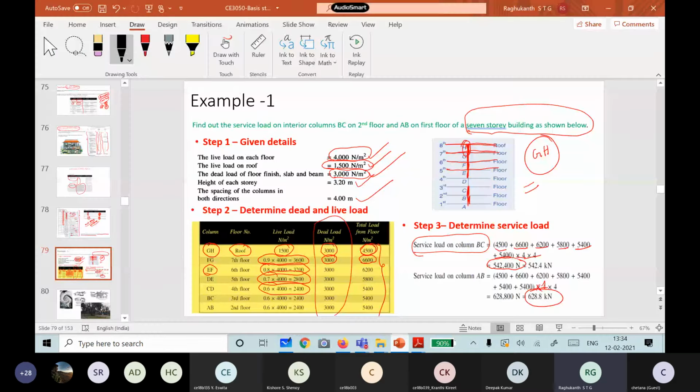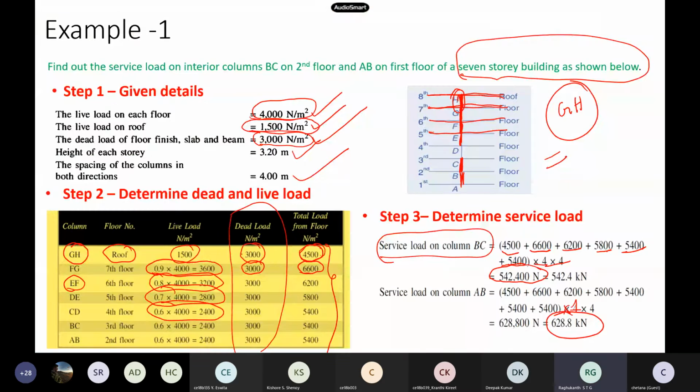Now how do you calculate? What is the dead load acting on this GH? See this table and tell me. The dead load is 3,000. Live load how much? 1,500. So if I sum up, how much does it turn out to be? 4,500. Now what you have to do is take 4,500, and the column spacing is 4 meters in this direction and that direction, so 4 by 4. So this is the load acting on GH.